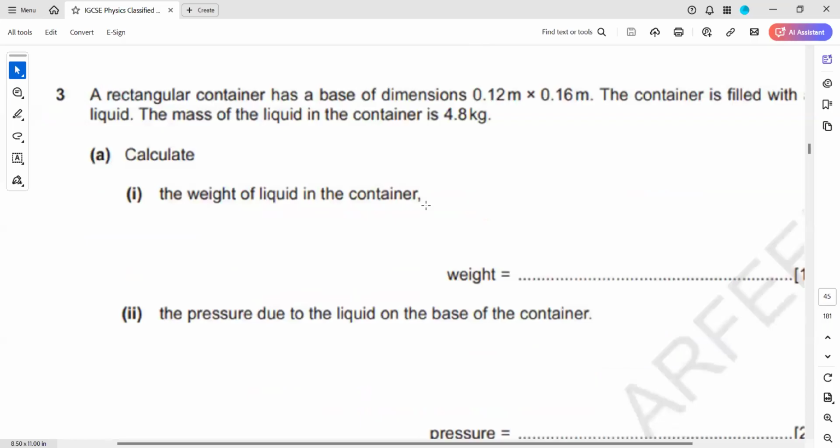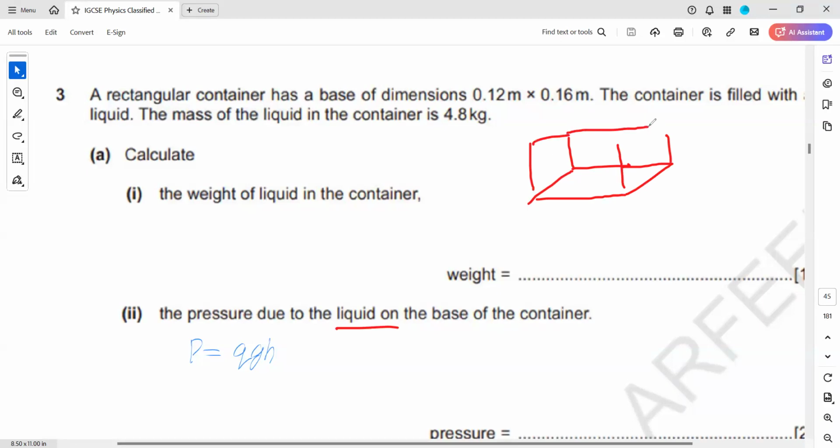The next, we need a pressure. How can we work out the pressure? The container has a rectangular base. Pressure due to the liquid on the base of a container. So how to find the pressure of the liquid? Pressure exerted by the liquid depends on the density, the gravity, and the depth. What is the density here? We don't know. What is the gravity? We know, and the depth also is not known. So it means we cannot use this formula.